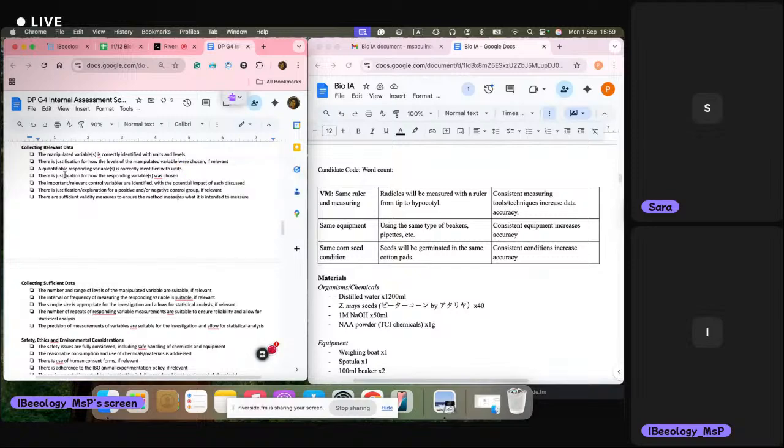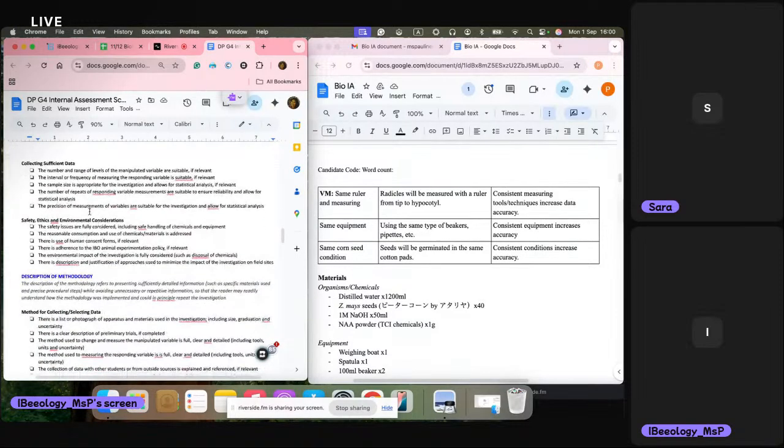All right. A quantifiable responding variable is correctly identified. There's justification on how the responding variable was chosen. Important control variables are identified with potential impact. Okay, I justify why this is impactful. The justification is a positive and negative control group, if relevant. There are sufficient validity measures to ensure that the method measures what it is intended to measure. So if you're measuring temperature, how could you justify that you're actually measuring it within the boundaries that you mentioned? Cool? All right, now let's collect data.